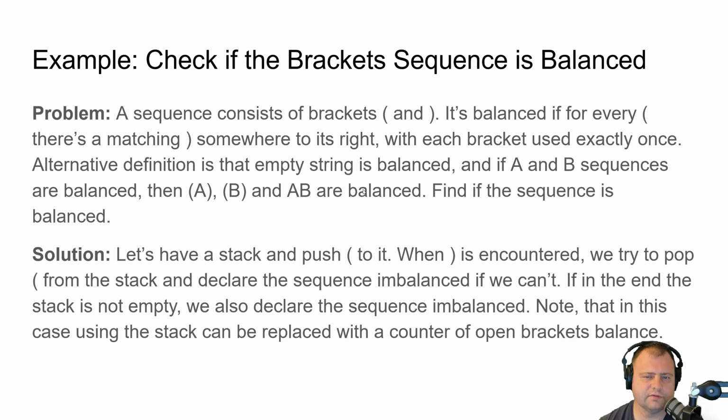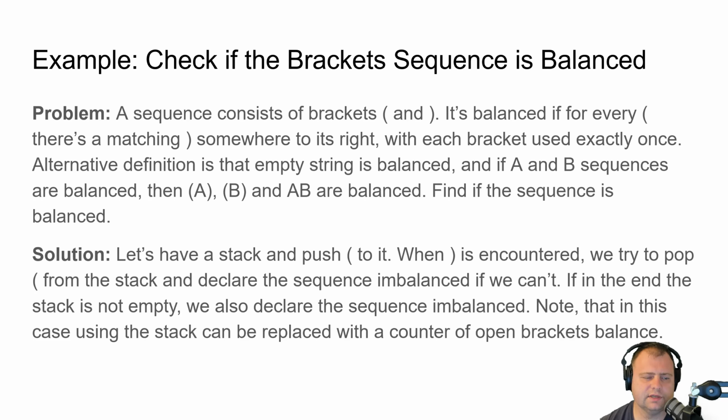A classical problem is to check if a bracket sequence is balanced. So you have open and close parentheses of one type. It's balanced if for every open there is a match in closing somewhere to its right, with each bracket used exactly once. Alternatively, we can define it like this: the empty string is balanced, and if sequences A and B are balanced, then the A-B concatenation and enclosing A in brackets are also balanced. And you need to find if the sequence is balanced.